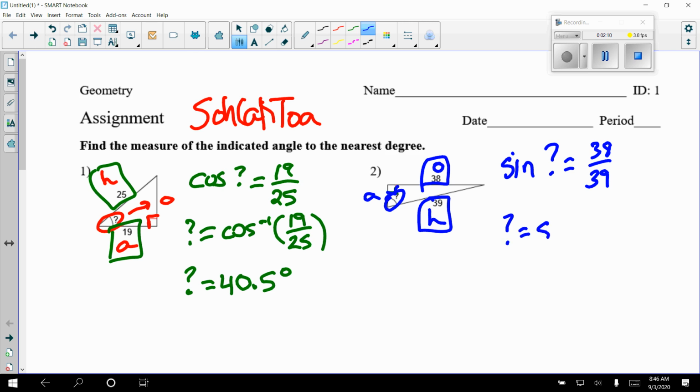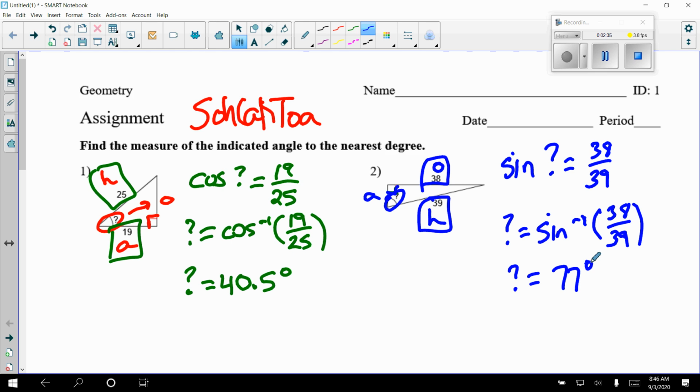Okay, so if I'm looking for the angle, I do sine inverse of 38 over 39. Okay, so I get my calculator, sine inverse 38 divided by 39. And I get that the angle is approximately 77 degrees.